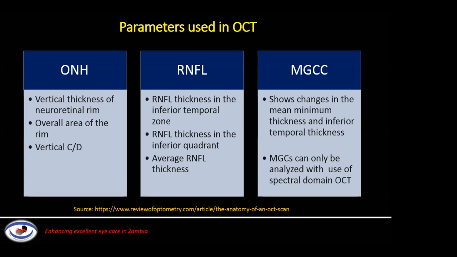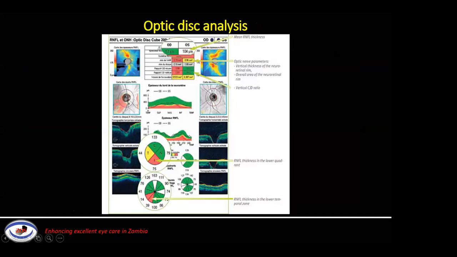So the macular ganglion cell can only be analyzed using the spectral OCT. Yeah, that is the third generation OCT, the spectral domain. Yes.